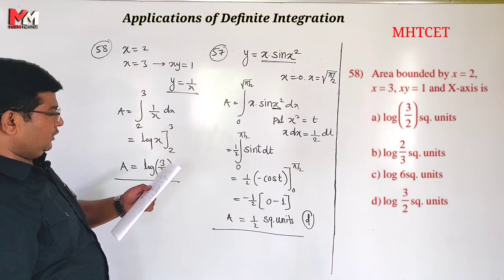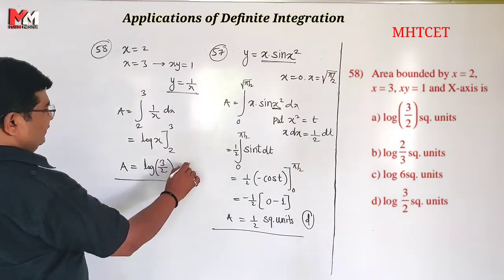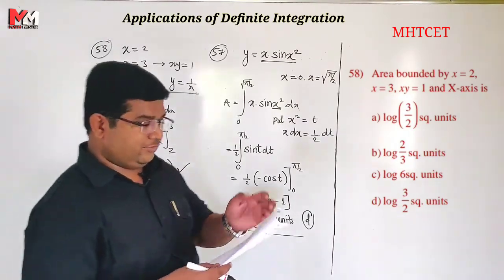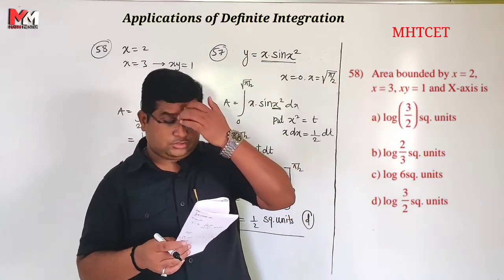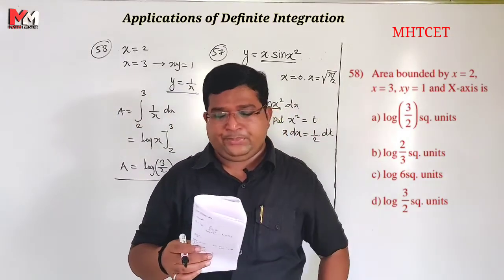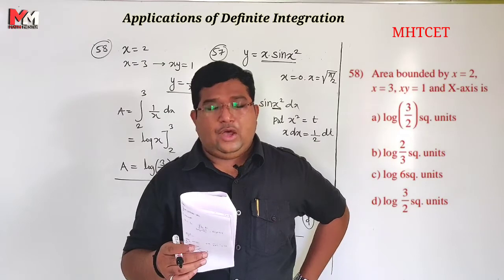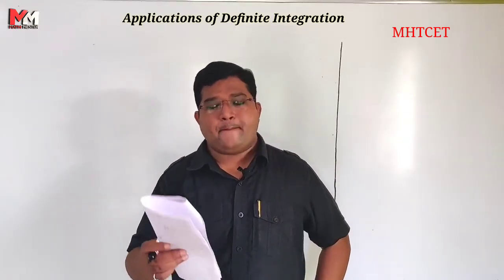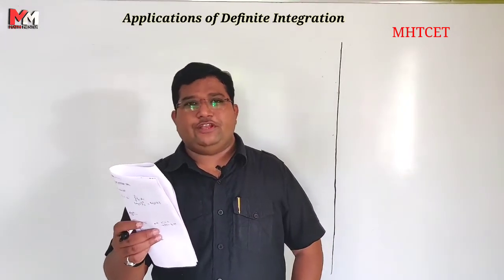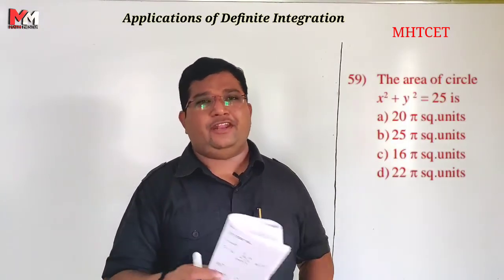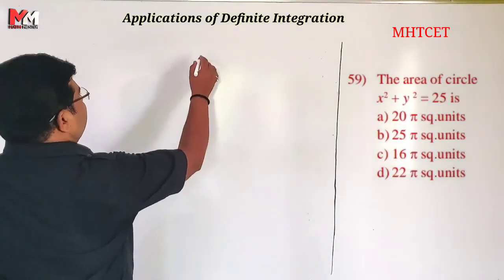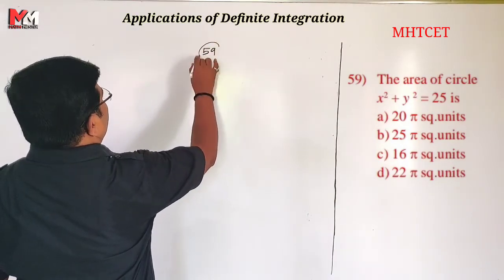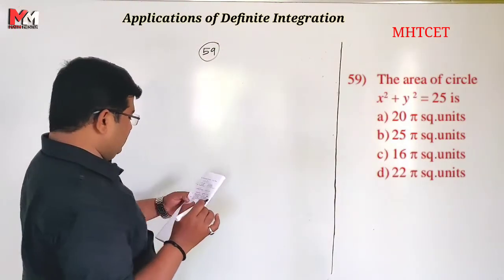So A भी option correct है, D भी correct है. So it is a by mistake. Both options are similar. Log 3 by 2, log 3 by 2 square units. Okay. Now next we'll take after this. The last two which are very simple now is what 59 and 60. So let's finish the topic applications of definite integration by these two examples.